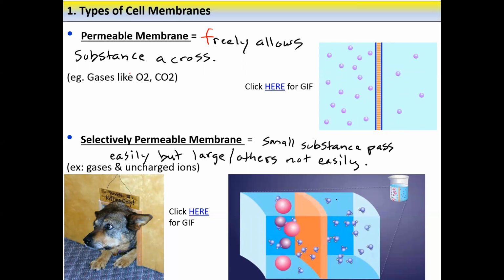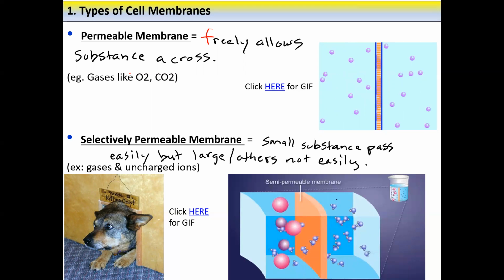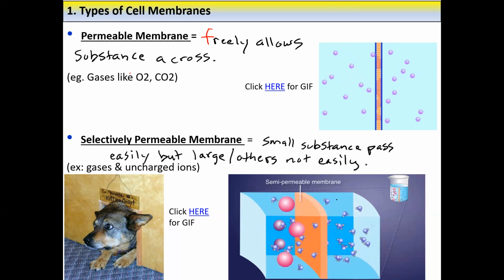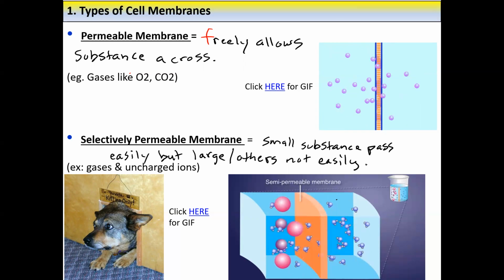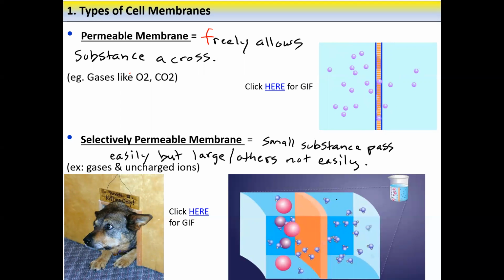So here we've got small substances. This looks like it's water. And I don't know what this is. It doesn't matter. The big pink balls, they're obviously not getting through with this particular membrane. So that's how our cells operate.